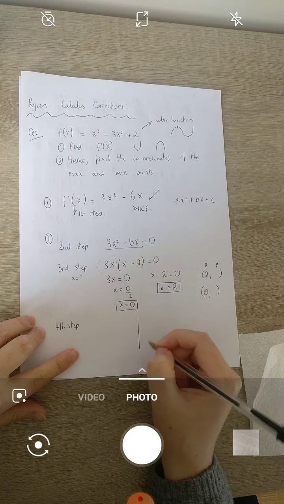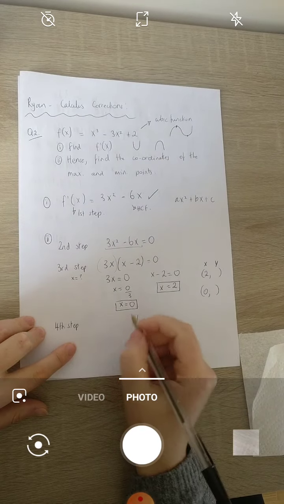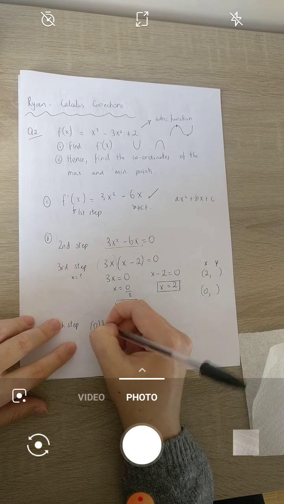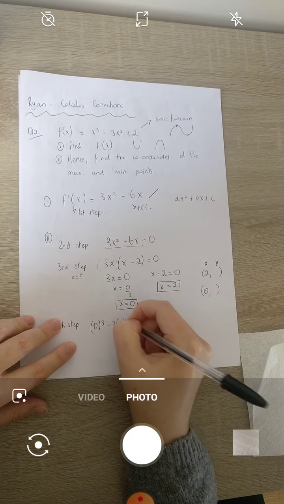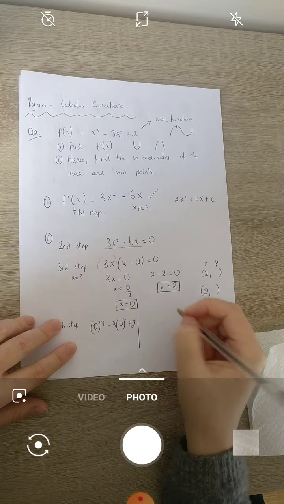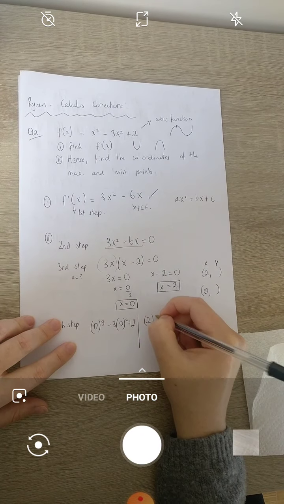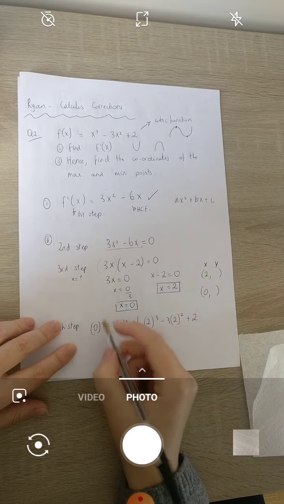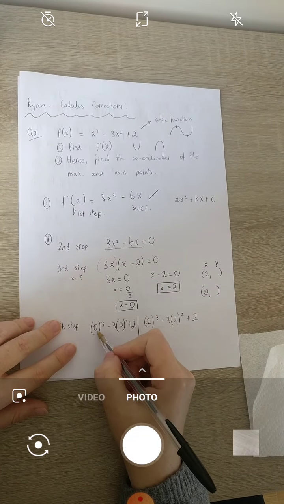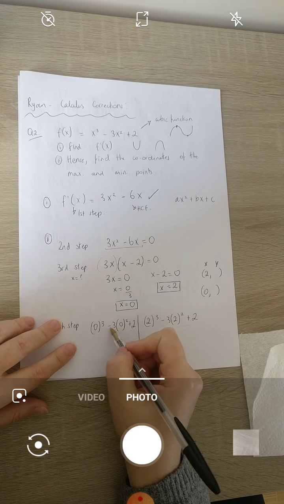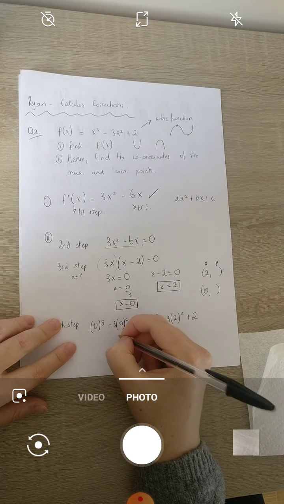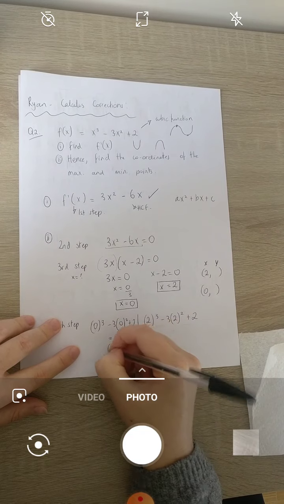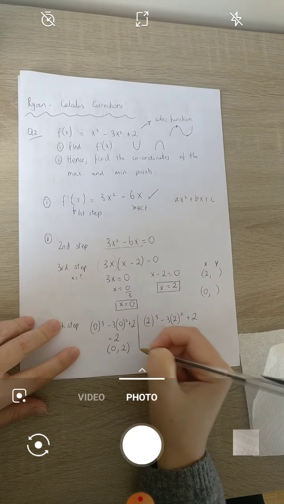So I'm going to do them separately. X equals 0, so it's going to be 0 cubed minus 3 times 0 squared plus 2. And over this side, it's going to be 2 cubed minus 3 times 2 squared plus 2. 0 cubed is 0. 0 squared is 0. 3 times 0 is 0. So this point here is just 2. So the turning point is 0, 2.